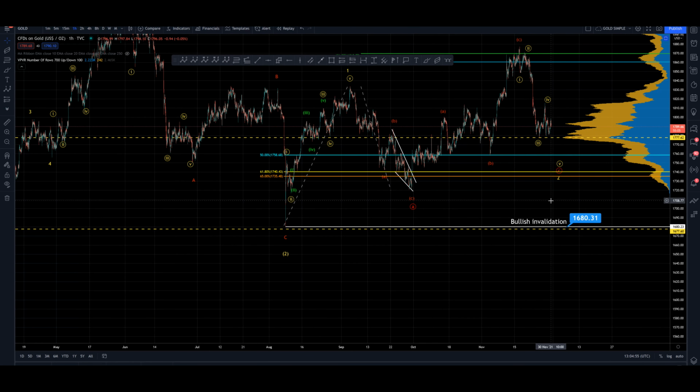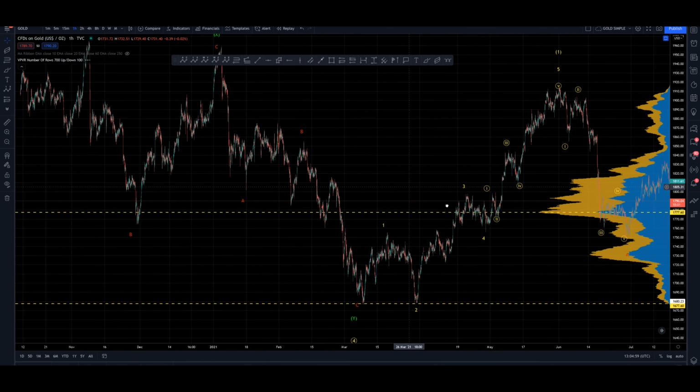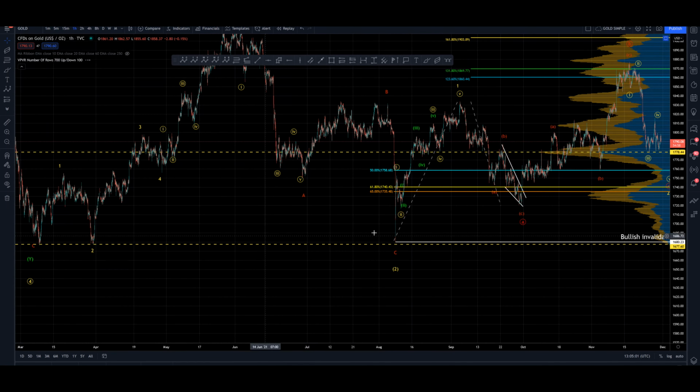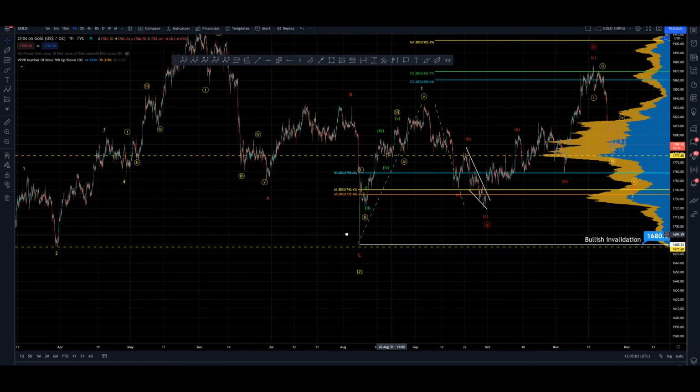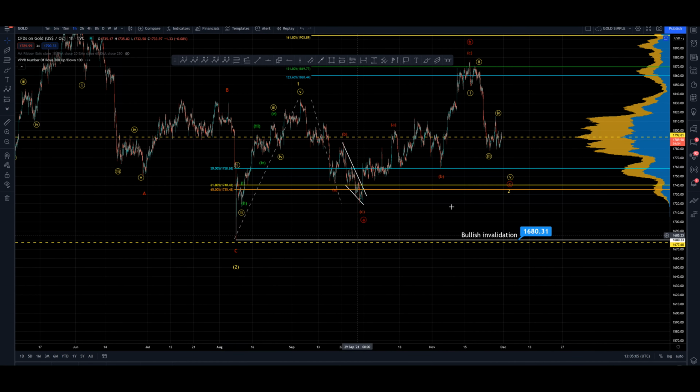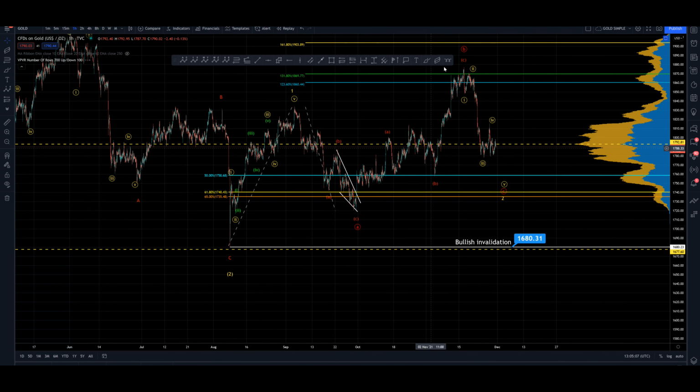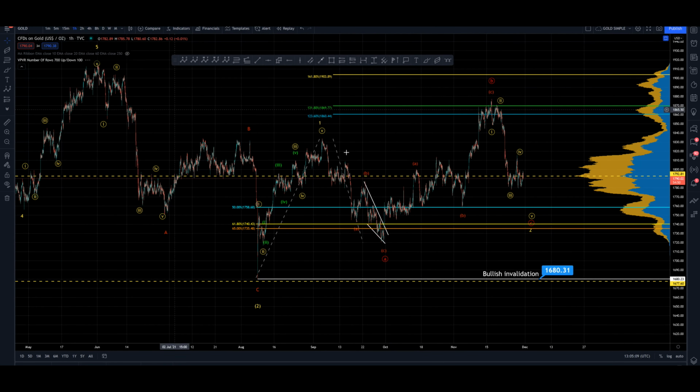So let's just say, because this was so insanely deep for a 2, but still it didn't break the low. So if we come down below this low, that's it for the bullish count as it is here. We did not bottom back in March. We've got further to go. So anyway, this is how I see the bullish count for the meantime.